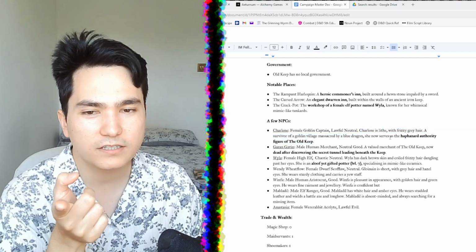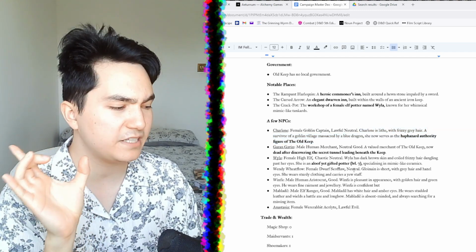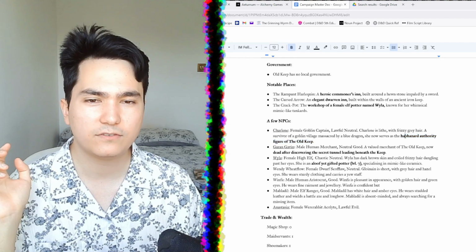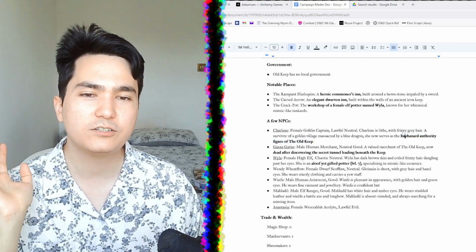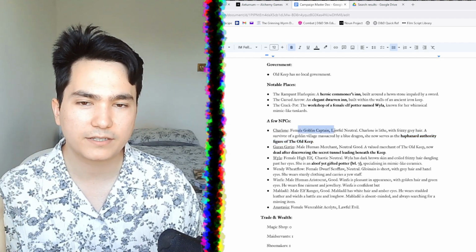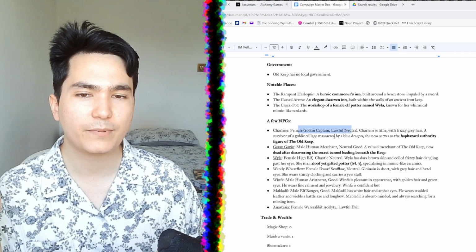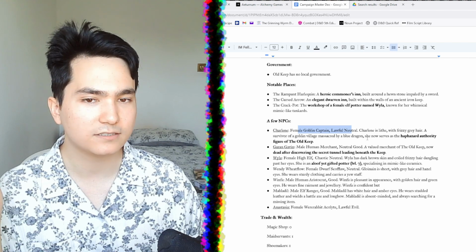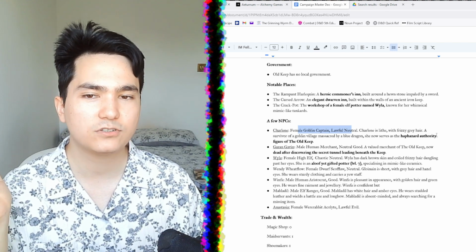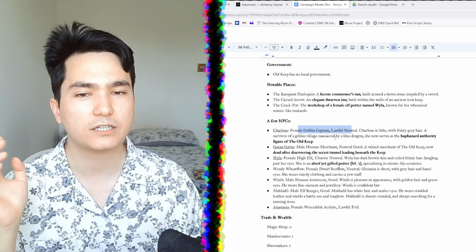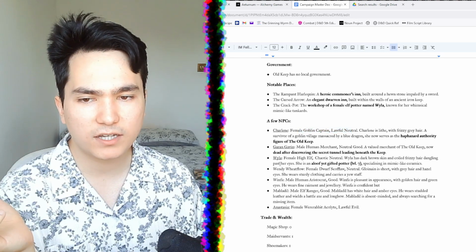The bolded parts in this situation are what's most immediately relevant. So here we have Charlene, who is lithe with frizzy gray hair. She's a female goblin captain that's lawful neutral. She is a survivor of a goblin village massacred by a blue dragon, and now serves as the haphazard authority figure of the Old Keep. So we have Garen, we have Wyla, blah blah blah.